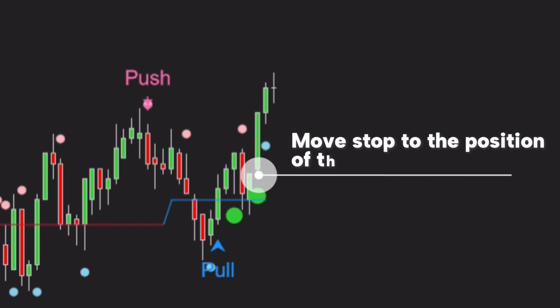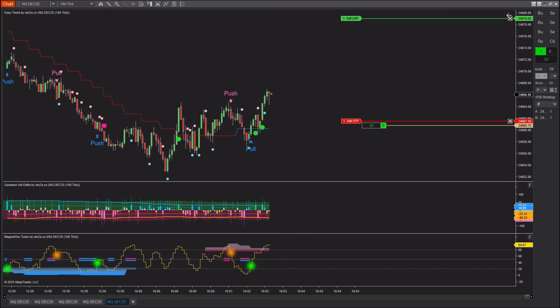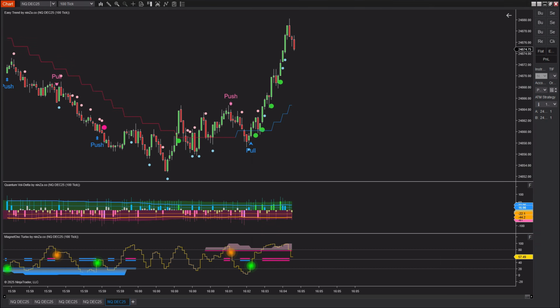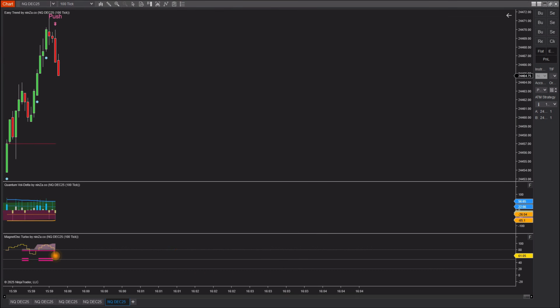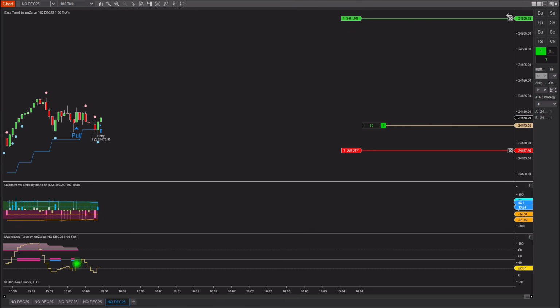Here's another powerful tip. Trail your stop using delta signals. For example, let's say we have a buy trade here. The price starts moving up, and we see candles forming with strong buying pressure. In this case, you can move your stop just below those candles. Why? Because those candles act like support candles, confirming that real buying pressure is in place. If the price later comes back down and breaks through them, it's a strong sign the market may be about to reverse. This way, you're not only protecting your profits, but also managing your risk much more effectively.